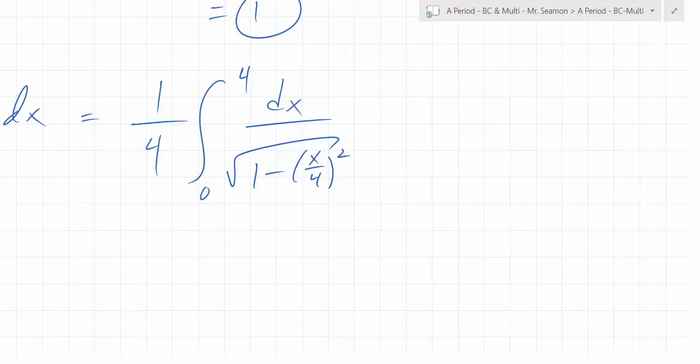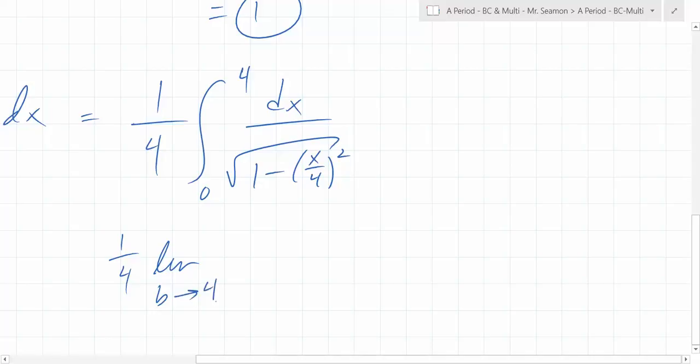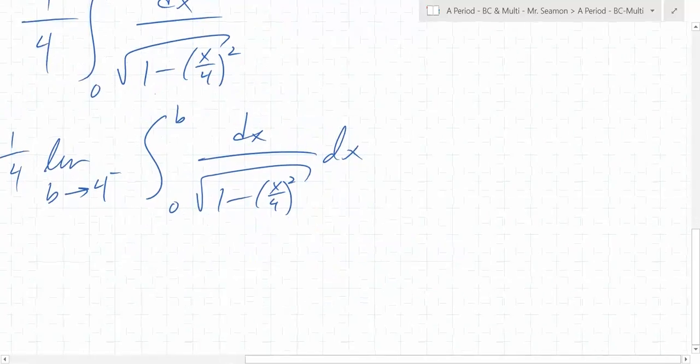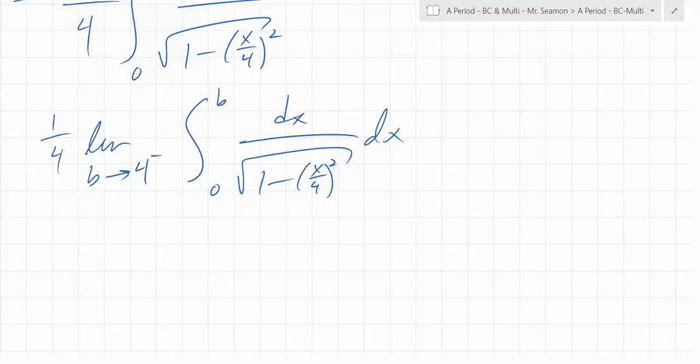That's right. Why can't you plug in 4 into this? You can't have a 0 defined. Yeah, all hell breaks loose when you divide by 0. So instead, you're going to do this as 1/4, the limit as b goes to 4 from the left, of the integral from 0 to b of dx over the square root of 1 minus x over 4 squared. And at this point, it's just a matter of using what?